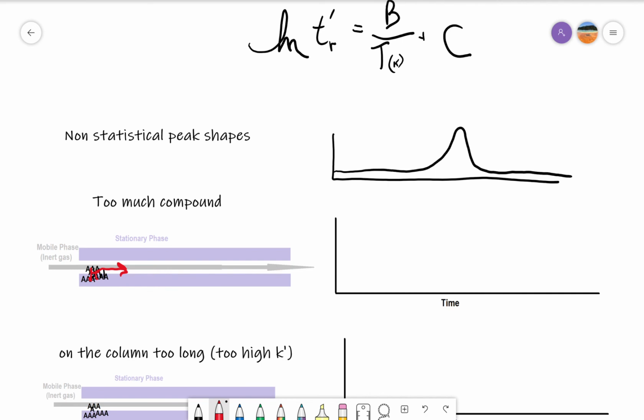That lack of ability to interact with the surface moves the compound A through the column too fast, so its arrival time is faster than it should be, resulting in a non-Gaussian peak shape, which tends to have a sharp leading edge and tail off for an extended period of time. Putting too much compound on the column results in an increase in the width of the peak and therefore a reduction in the resolution, or a reduction in your ability to separate it from other compounds.